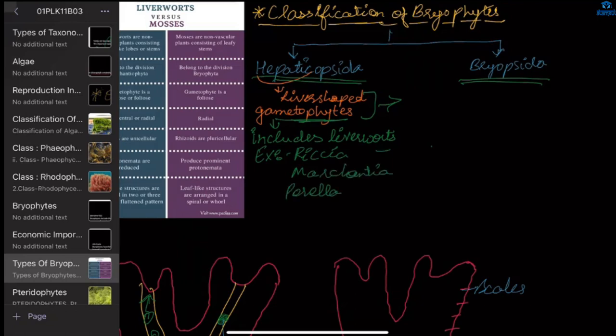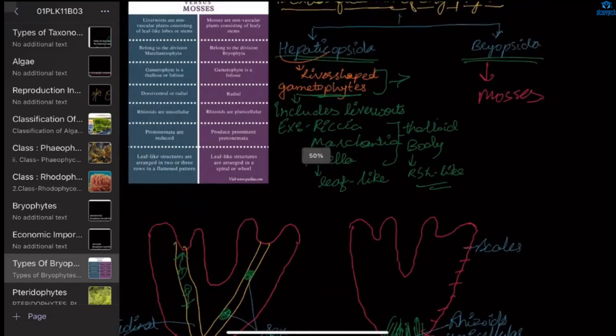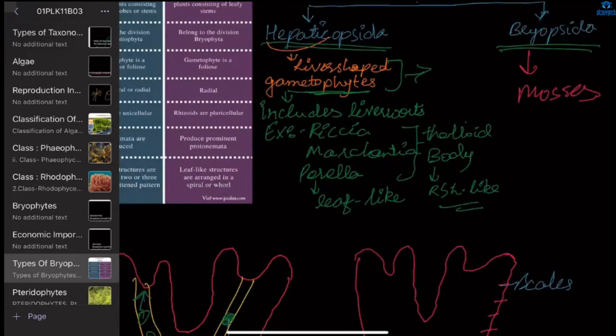Their body, as we have studied earlier also, is a thalloid body structure for these three: Riccia, Marchantia and Porella. And this Porella is leaf-like, which is found on dry rocks. It has a leaf-like structure. And the thalloid body has what? Root-like, stem-like and leaf-like structure. And Bryopsida contains mosses. It includes what? Mosses.